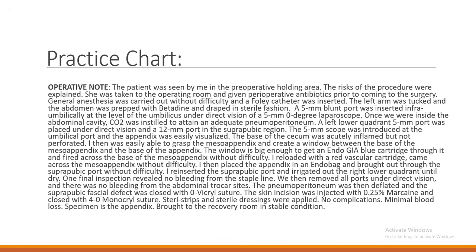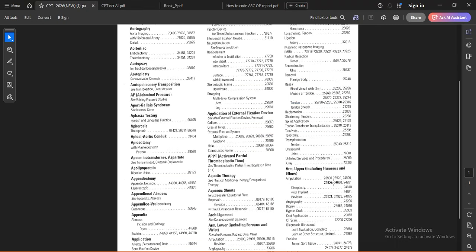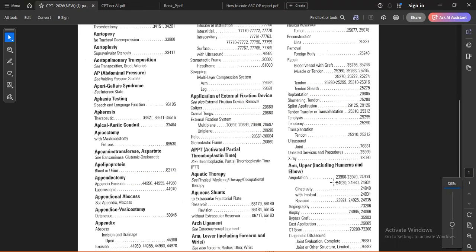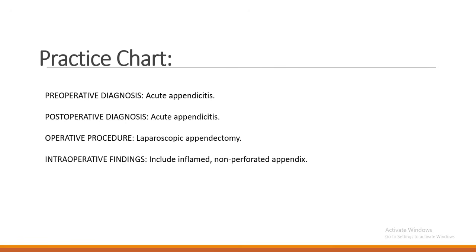Okay. Now we need to code this procedure, correct? So in order to code this procedure, we need to use one approach. First, we need to find the heading. So what is the heading of this procedure? Or what is the operative report? What is the heading here?